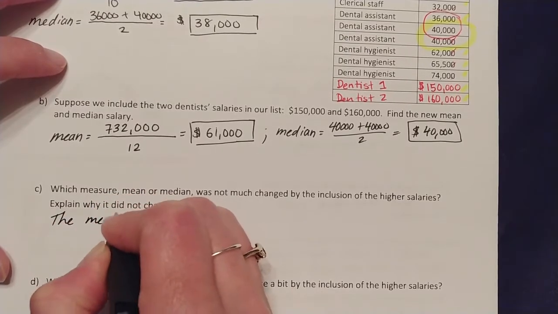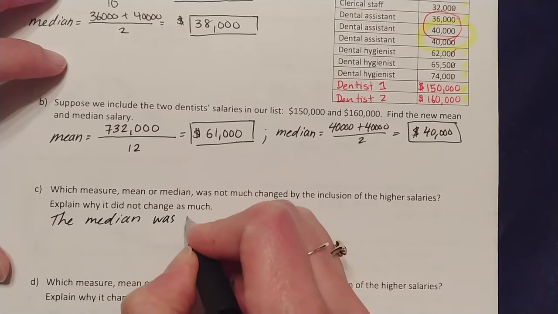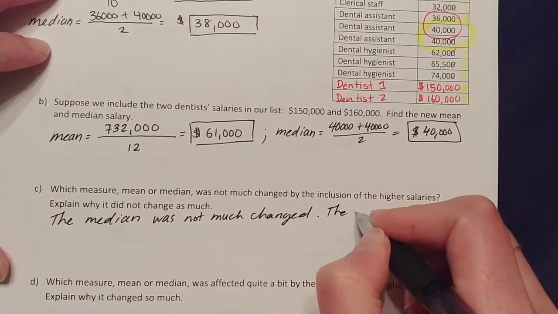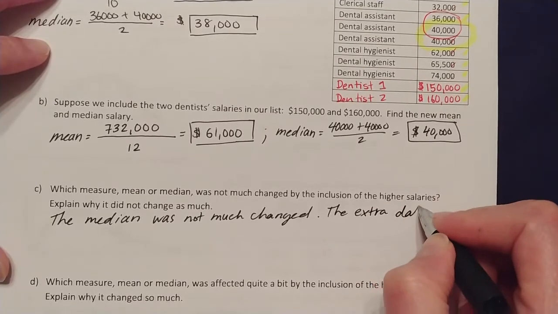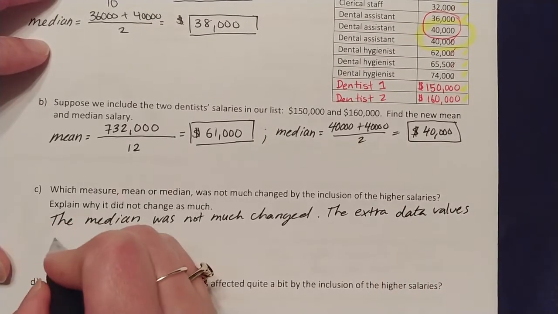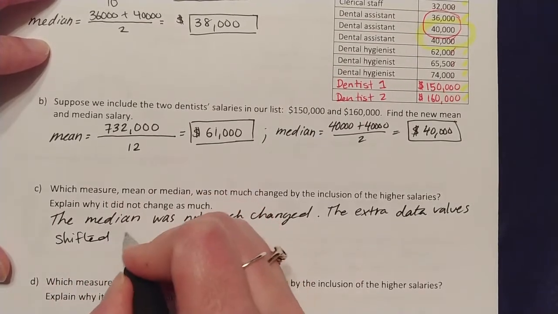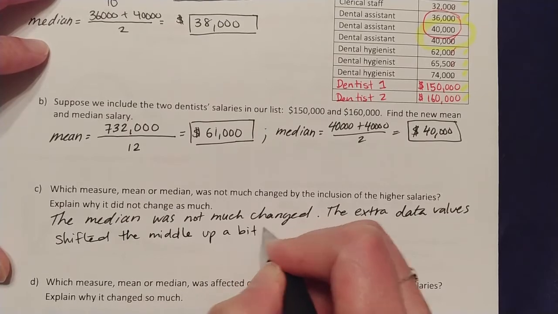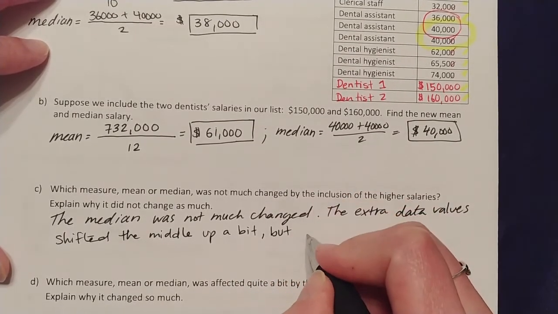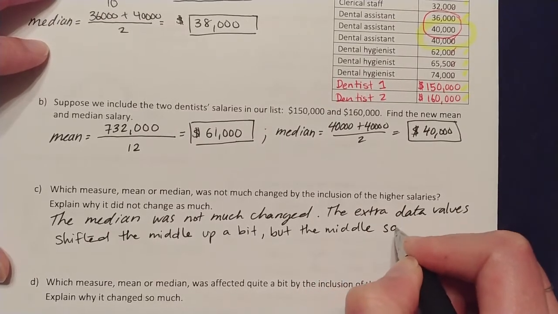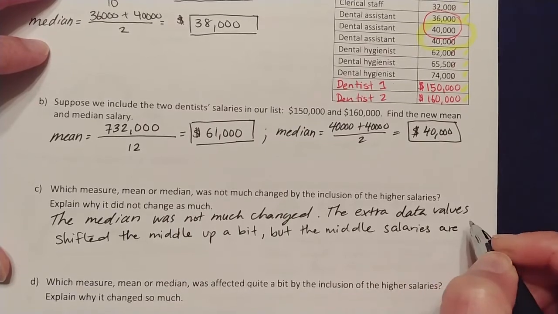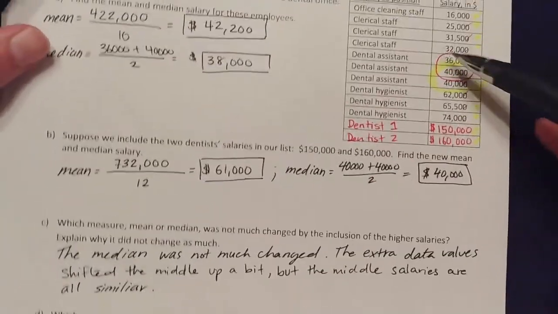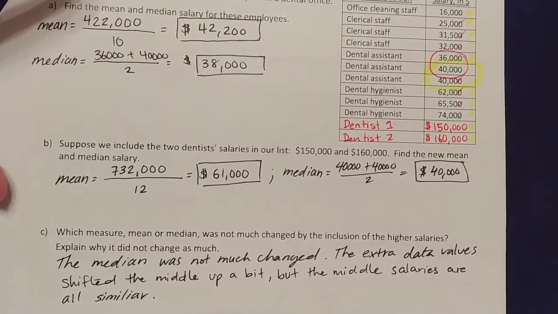So we can say the median was not much changed. Why? The extra data values shifted the middle up a bit, but the middle salaries are all similar. So there was not much of a big change. If you look at the middle salaries here, they're pretty close together. So not a big difference.